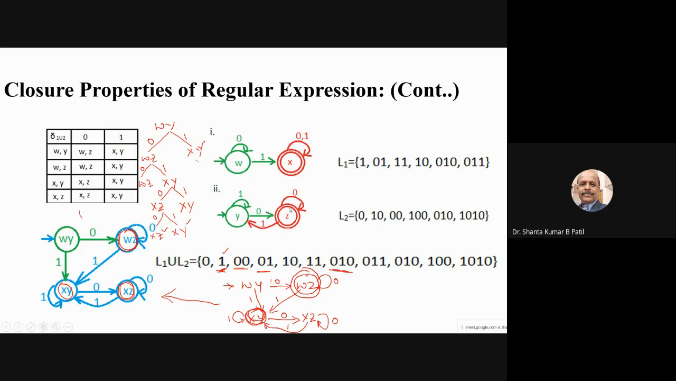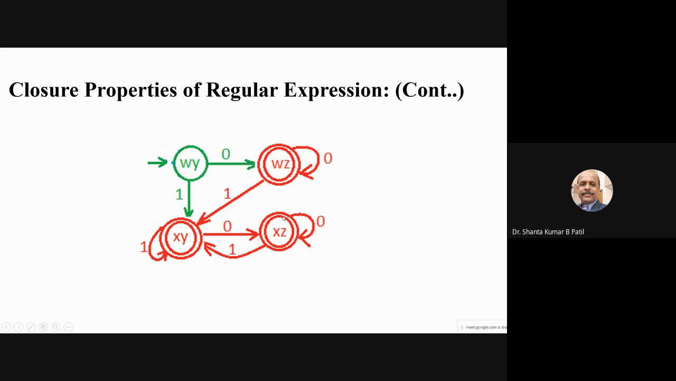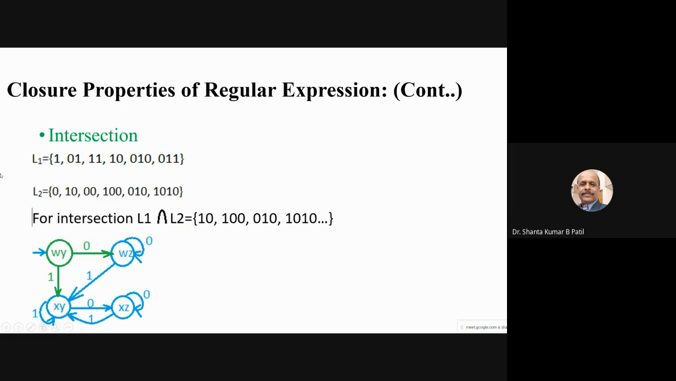Each finite automaton has its own language or regular expression. So this combined finite automaton also has a regular expression or language. See, the final figure looks like this. The neat figure: xy on 0 goes to wz, xy is a final state, and xz is also a final state in the case of the union operation. Like that, you can perform the intersection operation on the two finite automata.